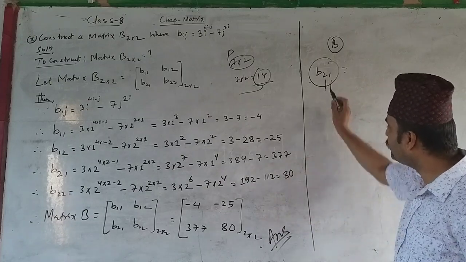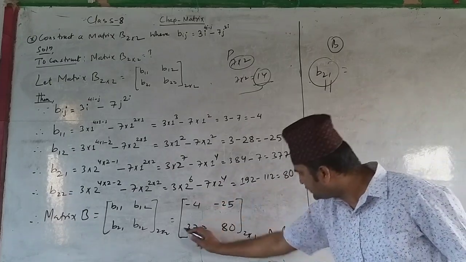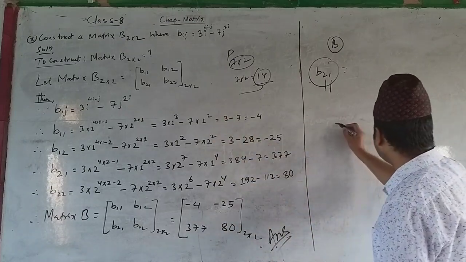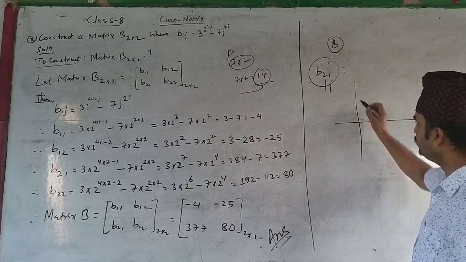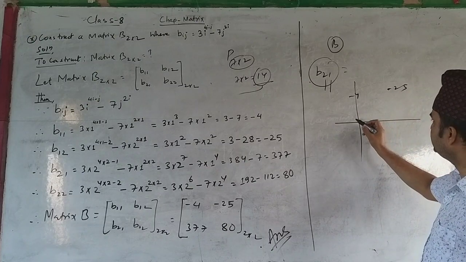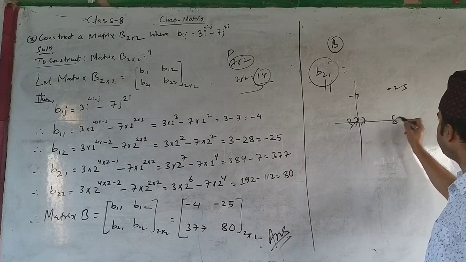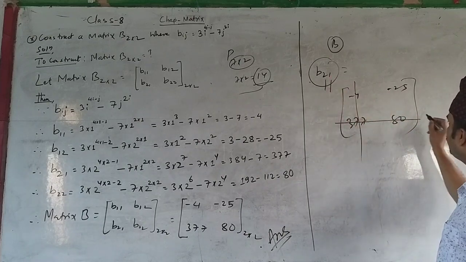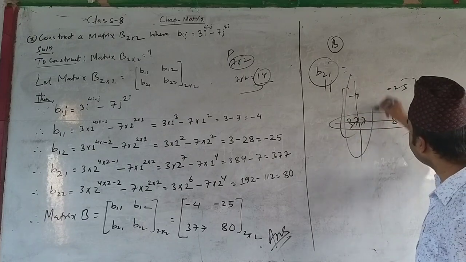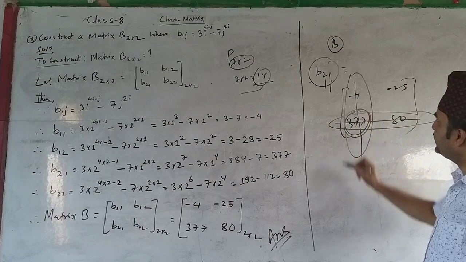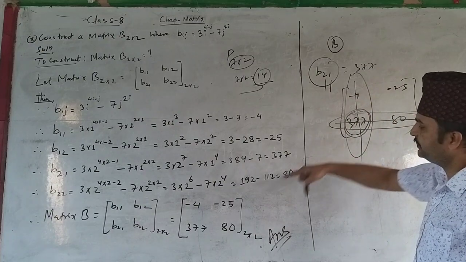Second row means what? First row, second row. Second row, first column. So it is -4 here, -25 and 3, 7, 7 and 80. This was our matrix. So lying in the second row and first column, our answer is 377. It is 377 in this matrix.